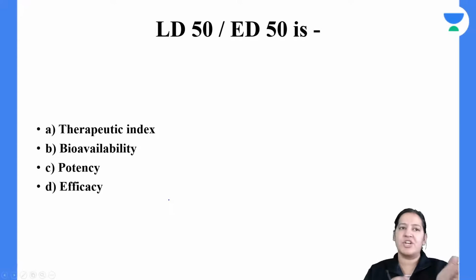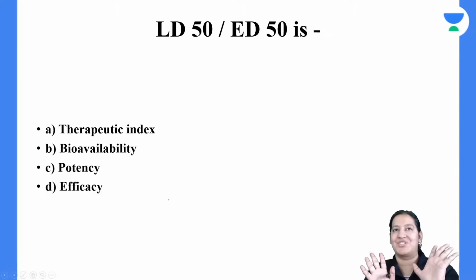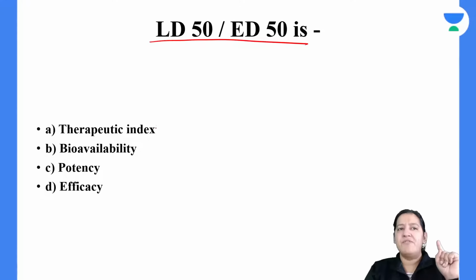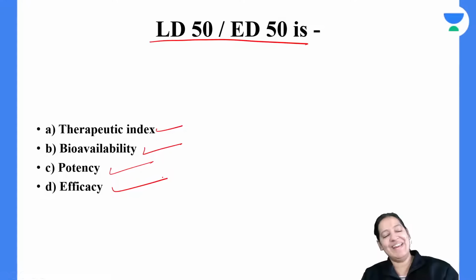Okay. This is the next question in front of you. I guess the easiest question. What is this formula for? LD50 upon ED50 is the formula of therapeutic index, or is it a formula of bioavailability? Is it a formula of potency, or is it a formula of efficacy? It is a very easy question. I guess everyone will be able to answer it.